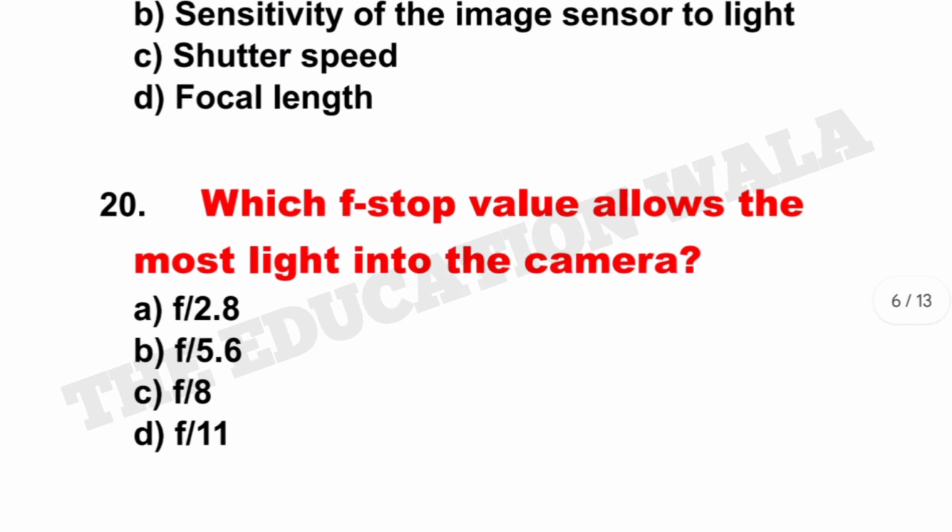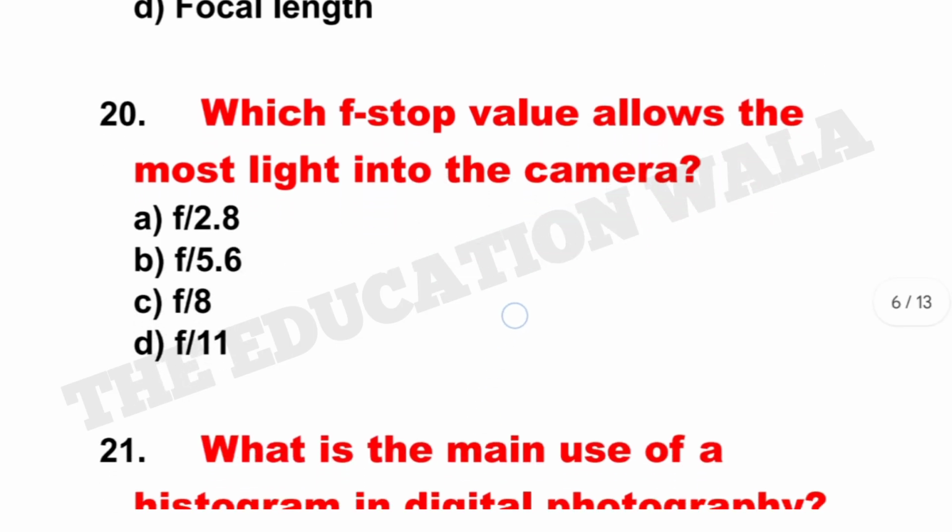Question number 20. Which f-stop value allows the most light into the camera? Option A, f/2.8. Option B, f/5.6. Option C, f/8. Option D, f/11. Now tell me in the comment section, taking question number 20, what does the f here represent? Okay, so the right answer is f/2.8. You have to tell what the f is.